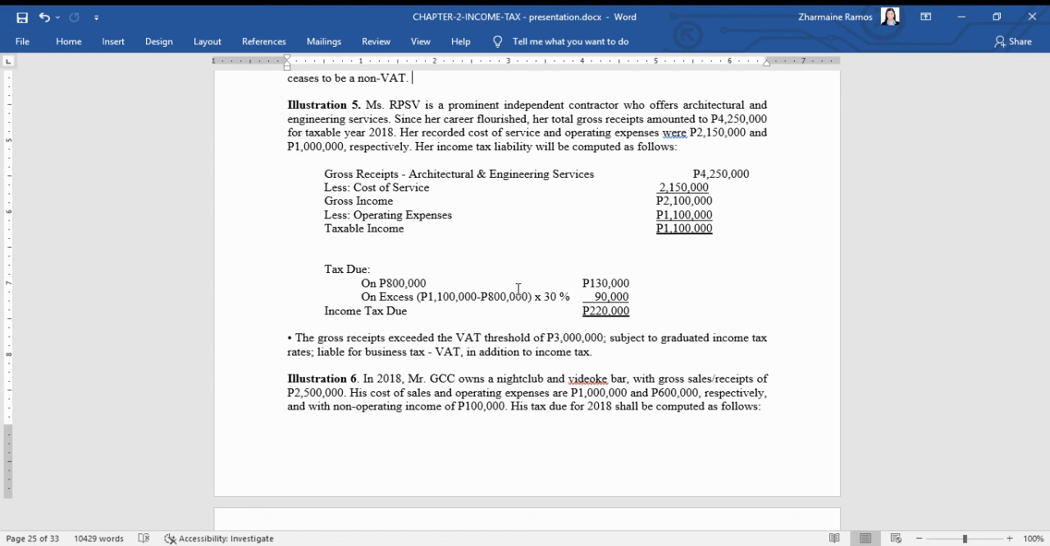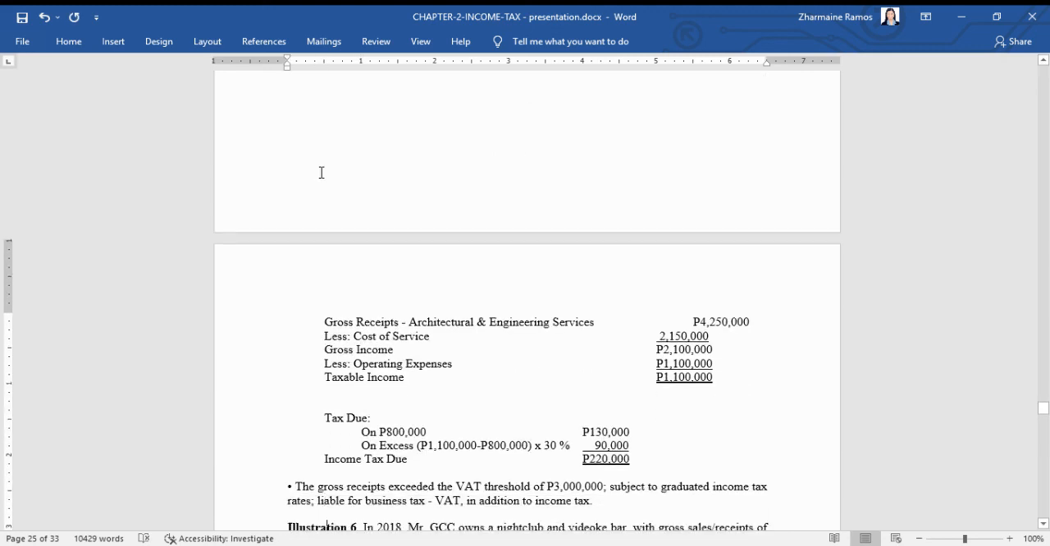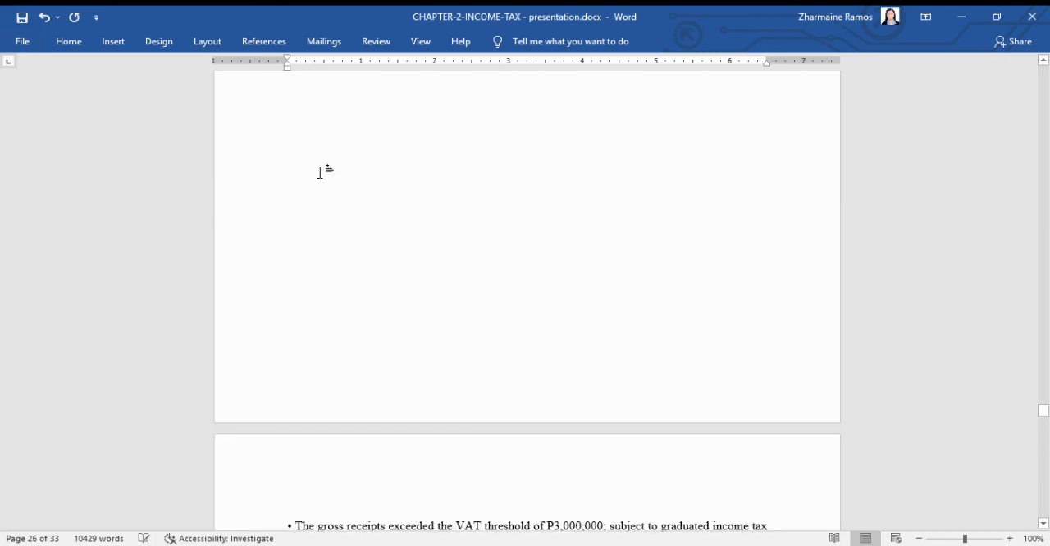Siyempre, gross receipts mo is 4.25, given na yan, less cost of service na 2.150. So, gross income mo is 2.1, less operating expenses na 1.1, so ang total taxable income mo lang is 1.1. So, paano mo ngayon i-compute yung tax? Nag-exceed siya sa VAT threshold na 3 million yung gross receipts mo. So, gagamit ka ng graduated rate. Paano mo siya gagamitin?